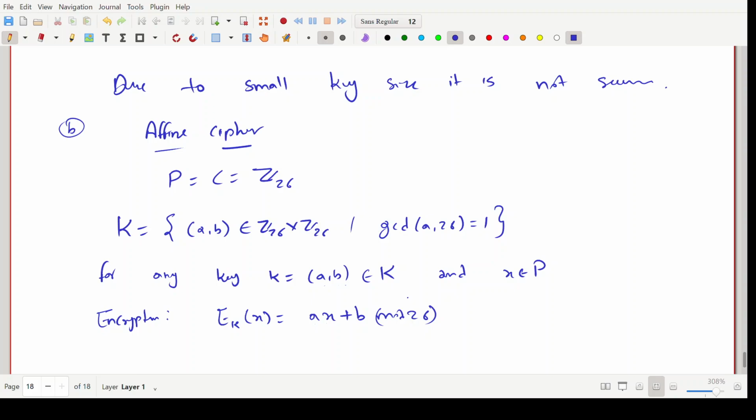Whereas in the case of Caesar cipher, this A was 1 actually. I was just adding the key B, this X plus B. It was there in the case of shift cipher. But whereas in the case of affine cipher, I am having this. Now why do I need this GCD of A comma 26 is 1?